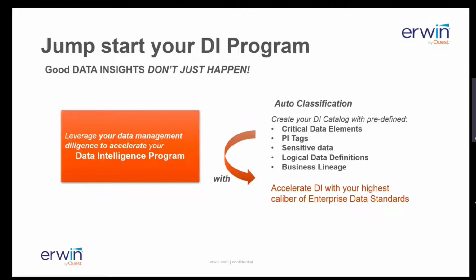So by bringing in and integrating with our best-of-breed data modeling and business process modeling capabilities, you're going to see auto classification around critical data, around your sensitive and PI information, your logical data definitions, and being able to see those logical data definitions in the business lineage is going to help you understand your data pipelines, where they're sourced, where that data is going to, what's happening to it in a business terminology representation. So we really feel like to have the highest caliber of understanding, you can leverage what you already have. With that, I'm going to go straight into the demo.